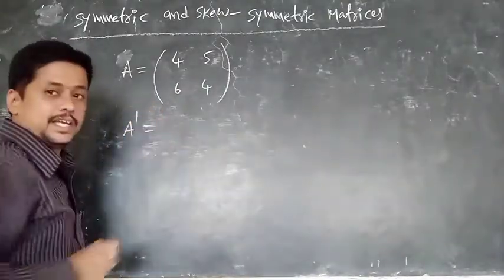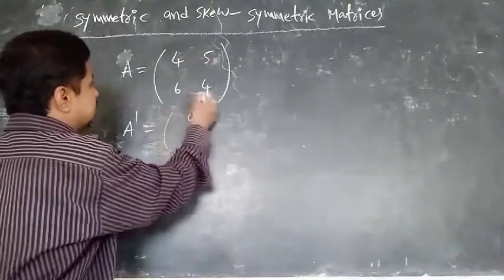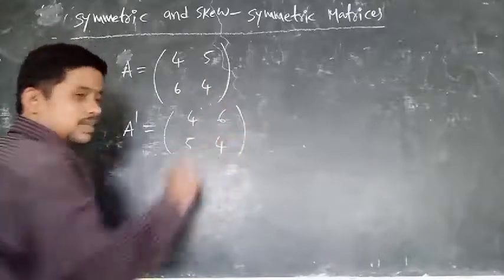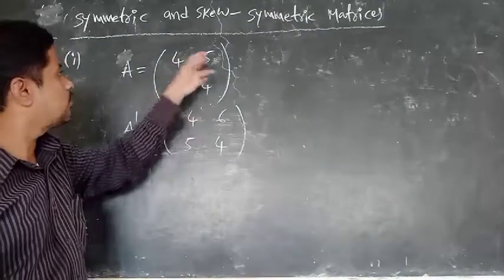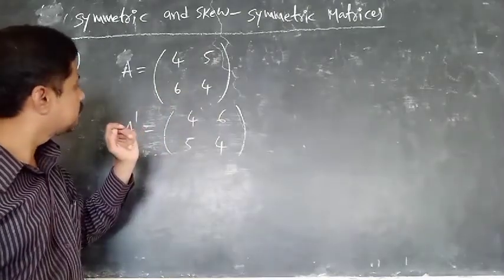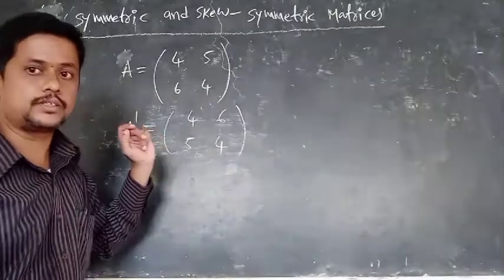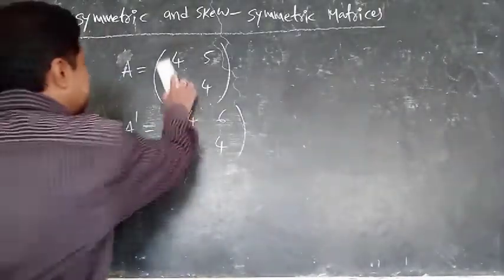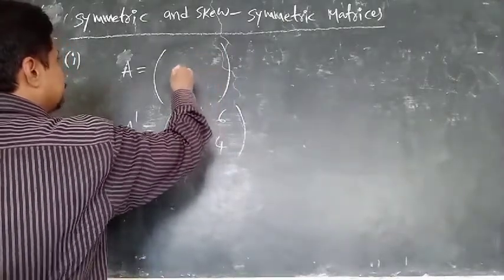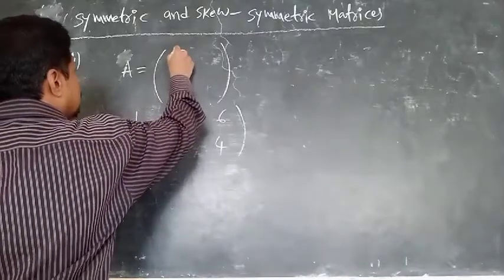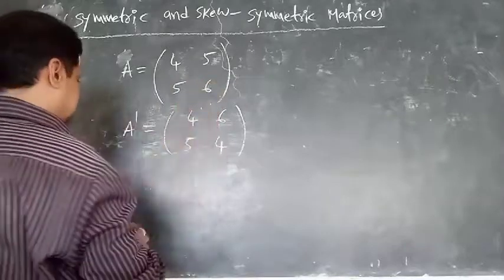A dash. A dash means what? First row will become first column, second row will become second column. Observe these two things. What do you decide? Sorry, let us consider another matrix: 4 4 5, 5 6, like that.